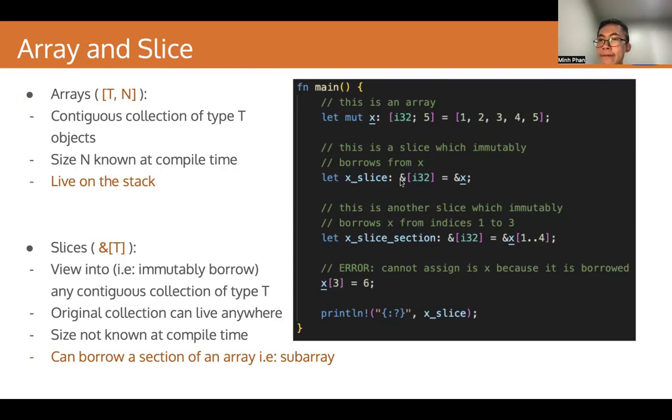Note that since we already have two immutable references here, if we try to assign to x, the code won't compile because it is already borrowed.